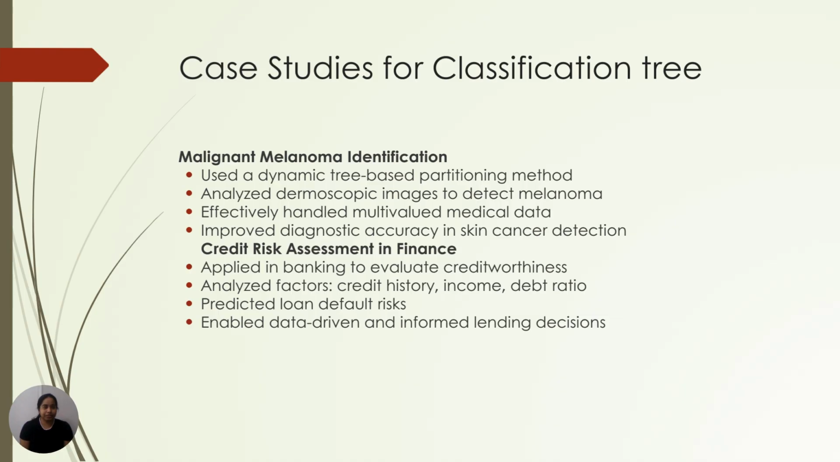By this, we can manage the risk. If a person is asking for a high amount of loan, we can check their income and credit history, and based upon that we can give the loan. By checking those factors, we are at less risk of losing a huge amount of money. So these are the two case studies I found for the classification tree.